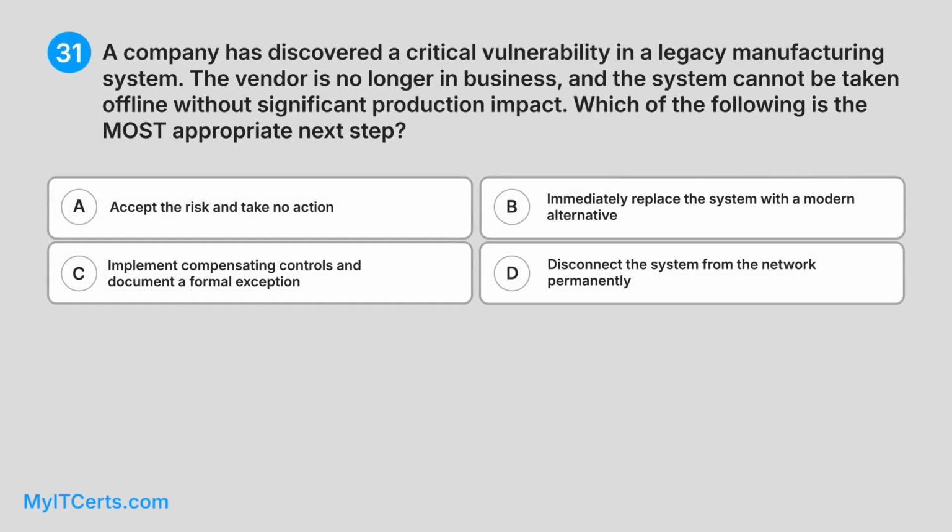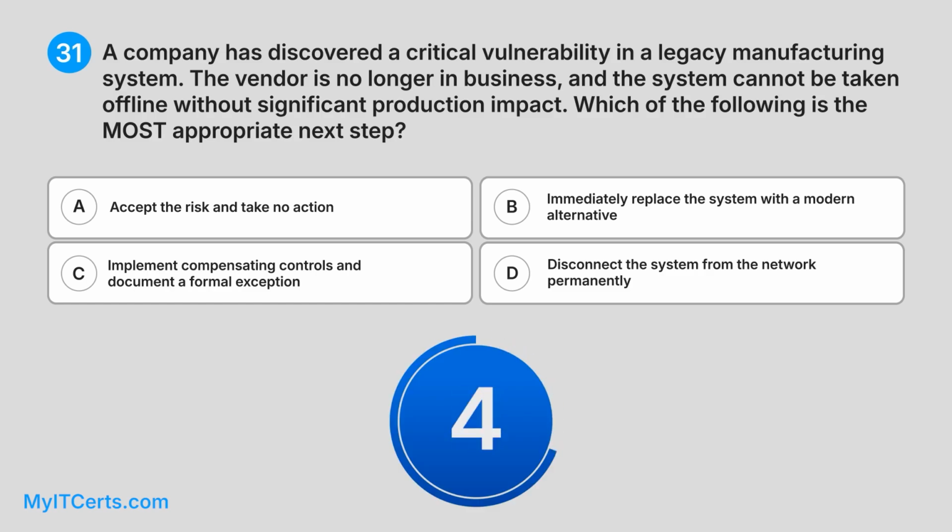31. A company has discovered a critical vulnerability in a legacy manufacturing system. The vendor is no longer in business, and the system cannot be taken offline without significant production impact. Which of the following is the most appropriate next step? A. Accept the risk and take no action. B. Immediately replace the system with a modern alternative. C. Implement compensating controls and document a formal exception. D. Disconnect the system from the network permanently. What do you think is the answer?